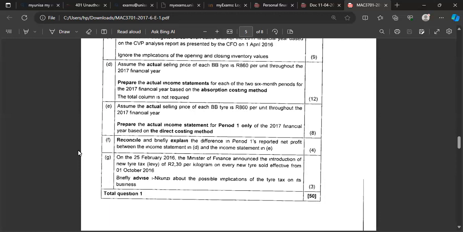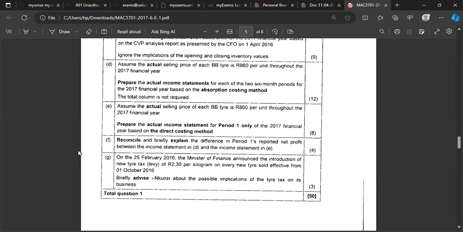Then on the 25th of February, the Minister of Finance announced the introduction of a new tax levy. Briefly advise Inkunzi about the possible implications of the tire tax on its business.